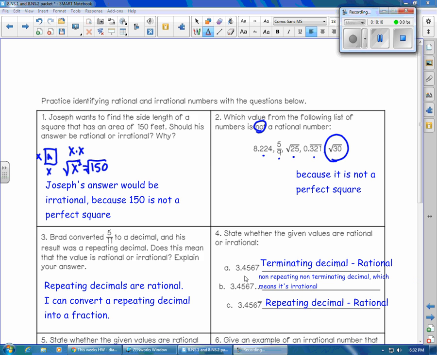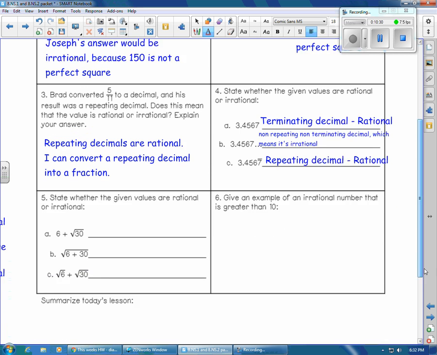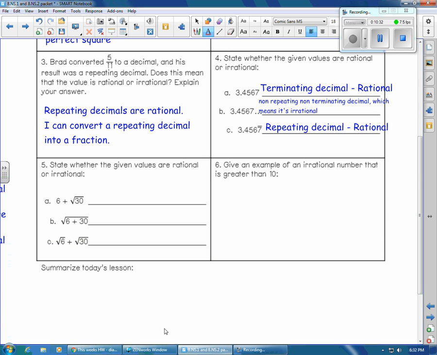Okay, part A is a terminating decimal. We know terminating decimals are rational. Part B, non-repeating, non-terminating decimal, which means it's irrational. And part C, that little bar over the 7 means it's a repeating decimal, and we know repeating decimals are rational. Okay, number 5. These look a little bit different than things that we've looked at thus far.